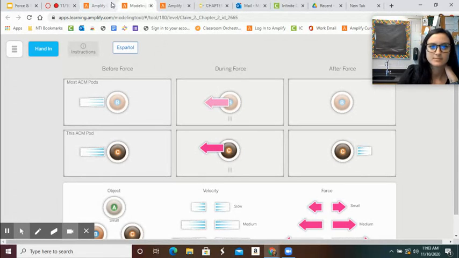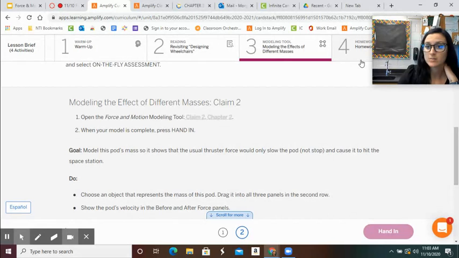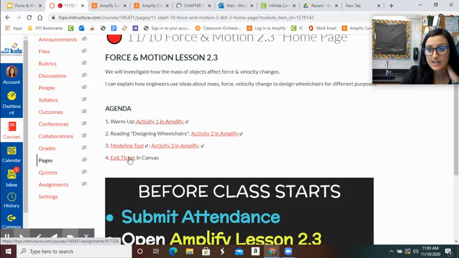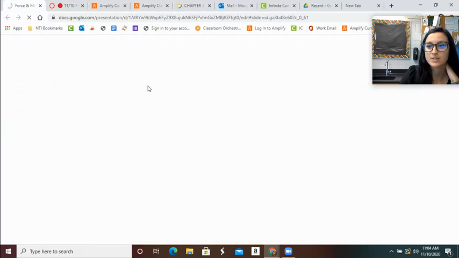And that is all for Amplify. You are not doing the homework, so you are completing 1, 2, and 3 and making sure those were handed in Amplify. In Canvas, there was an exit ticket that you needed to do. And then in your Force and Motion notebook, I had you guys doing the notes for 2.2 and 2.3.